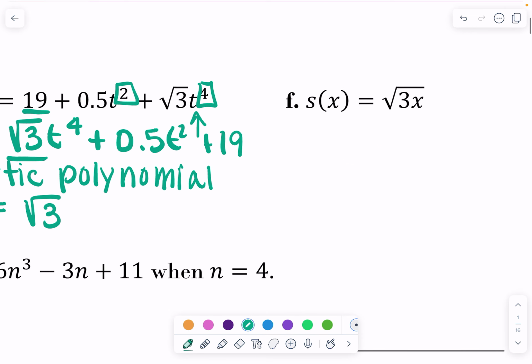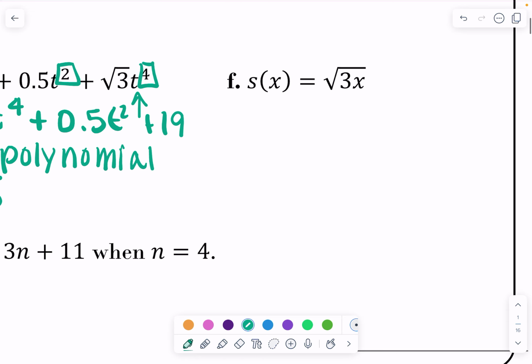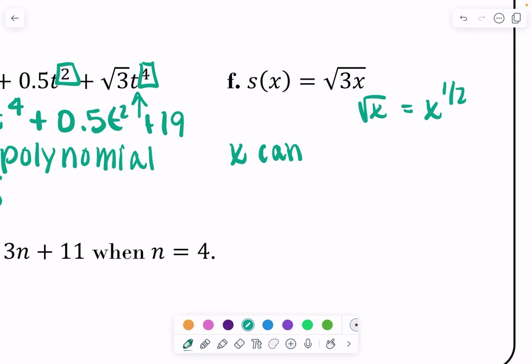Okay, last one. S of x equals the square root of 3x. This is where I know it's not a polynomial because it's under the radical. Remember, anything that has a square root of x can also be written as x to the power of 1/2, and we can't have that, okay? That's too small. So that means that this is not a polynomial because x cannot be under a radical.